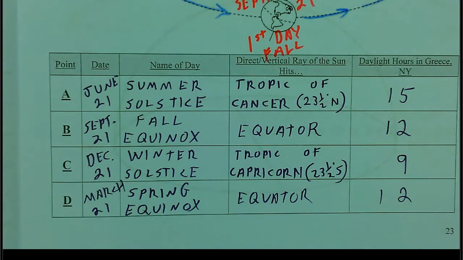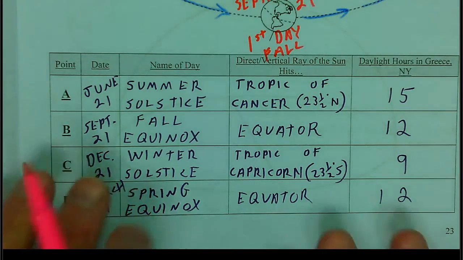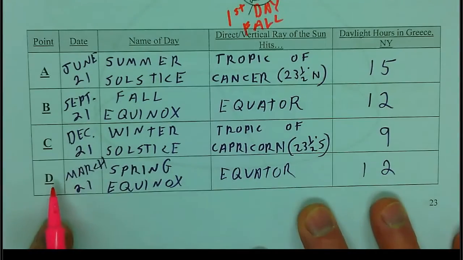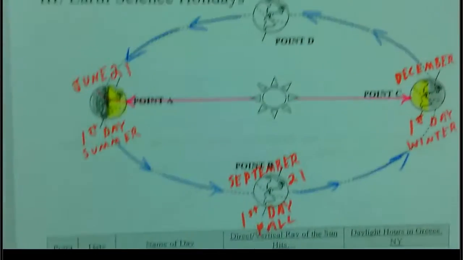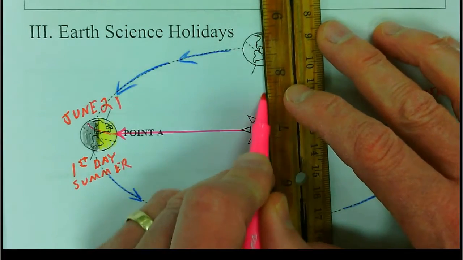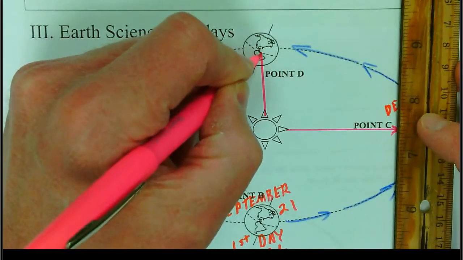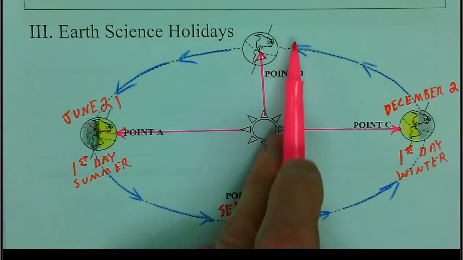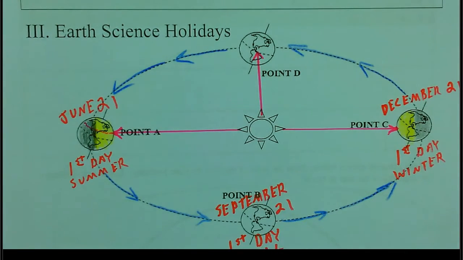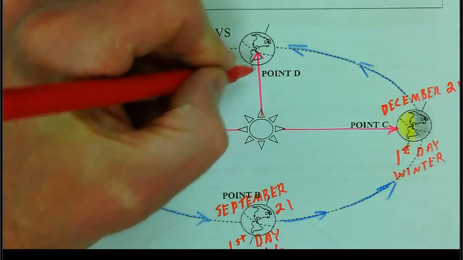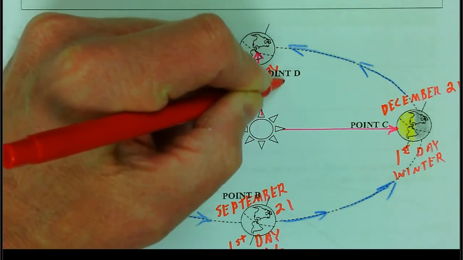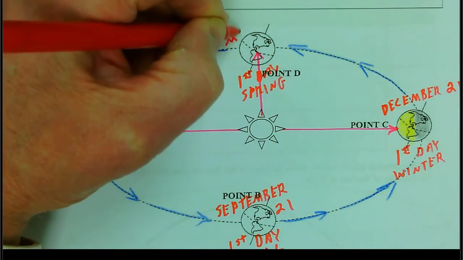If we could just get that last diagram up here, if the sun is shining on point D, the vertical ray is going to hit right at the equator. So here I have the direct ray coming from the sun. It's going to land right on the equator that day. Notice that the tilt of the earth, it's not tilted away from the sun like in December. It's not tilted towards the sun like in June. This is an equinox, first day of spring. This is going to be March 21st.